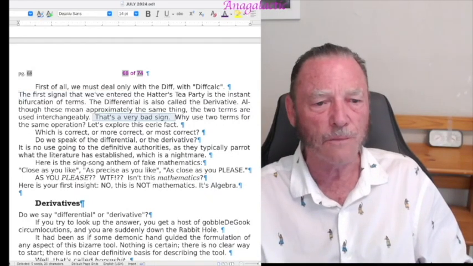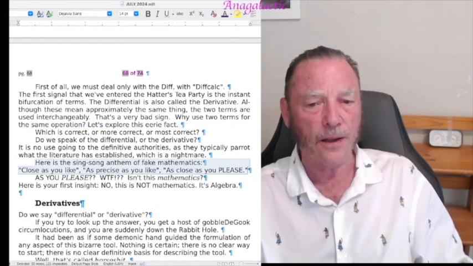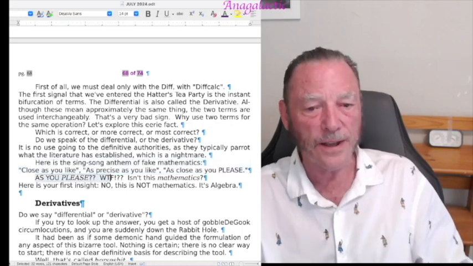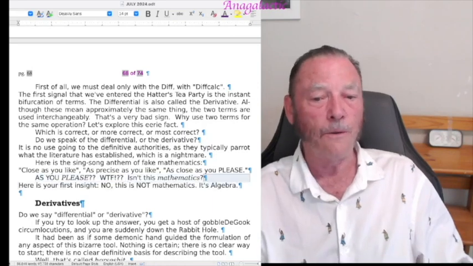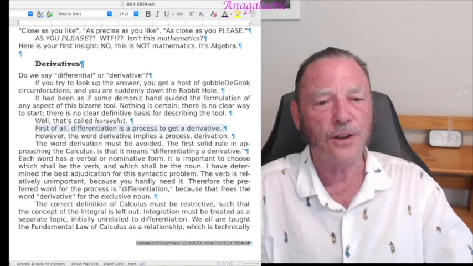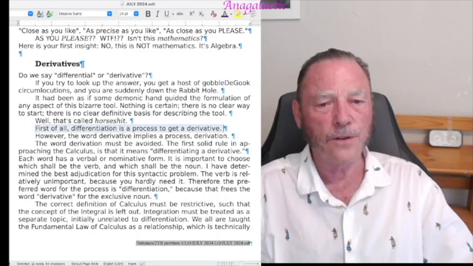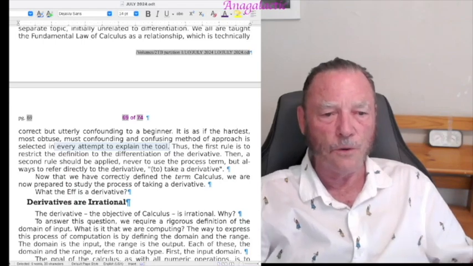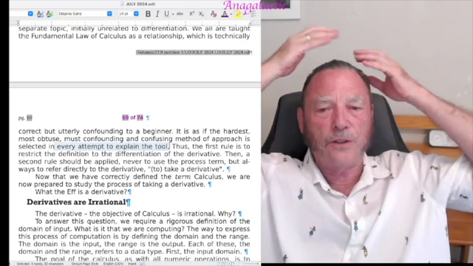Why use two terms for the same operation? Close as you like, as precise as you like, as close as you please. As you please? Isn't this supposed to be mathematics? No, this is not mathematics. First of all, differentiation is a process to get a derivative. However, the word derivative implies a process, derivation. Thus, the first rule is to restrict the definition to the differentiation of the derivative.